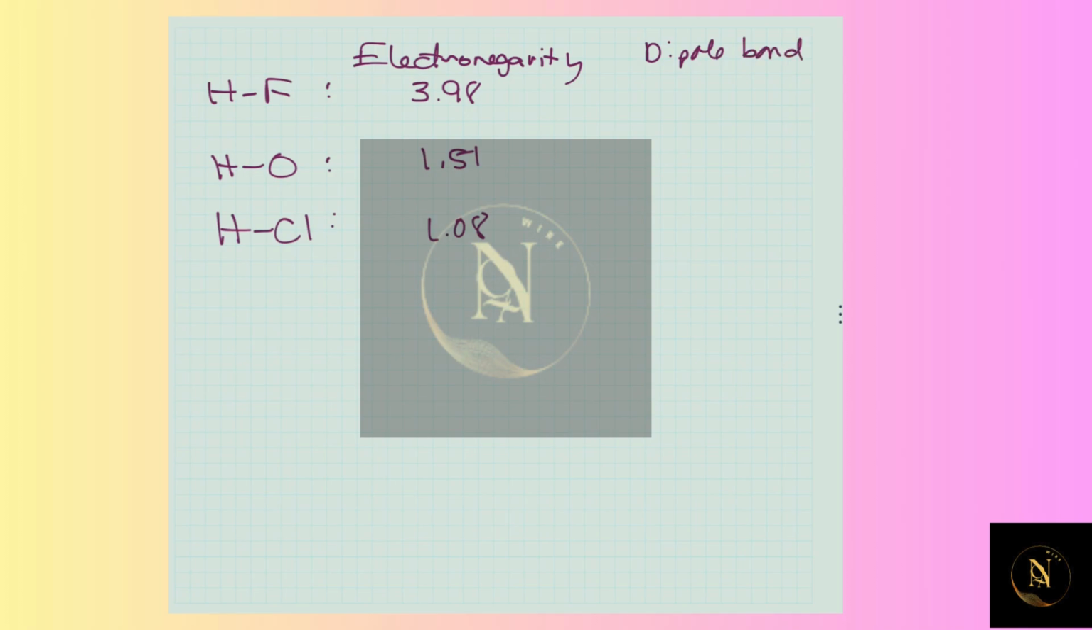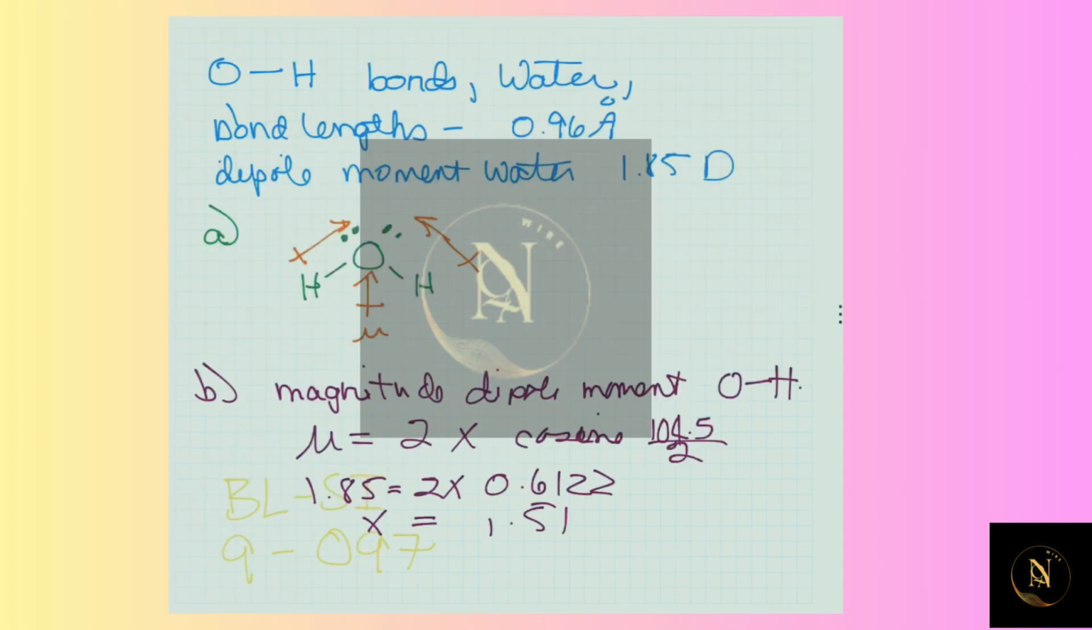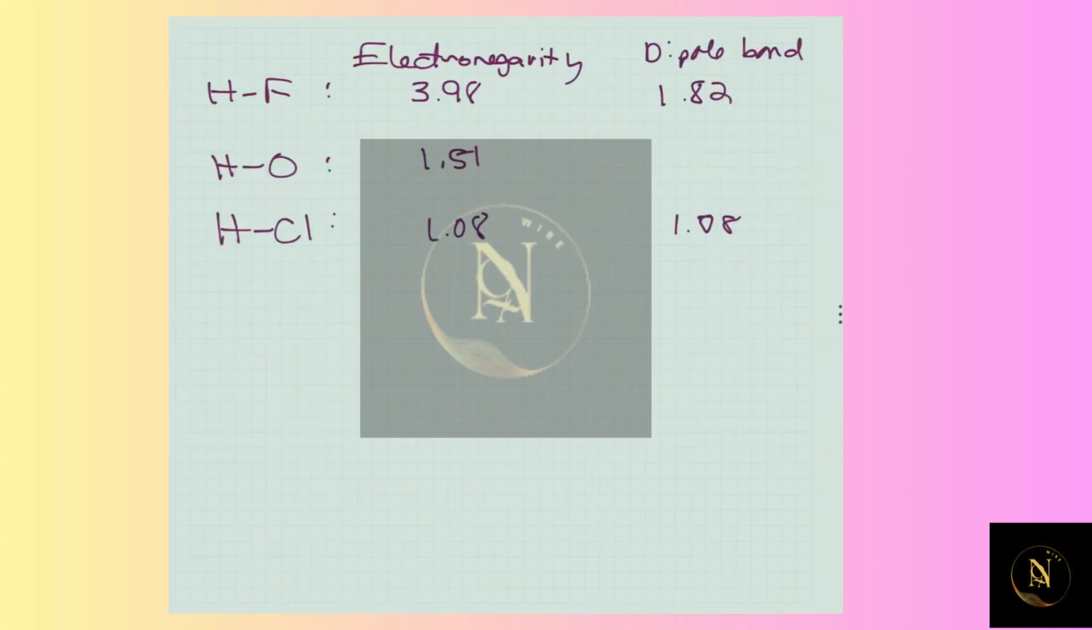I guess the bond dipole. And that would be 1.82 for HF, which was given. And the hydrogen chloride was 1.08. And again, we just calculated 1.51. I wrote the wrong number down here. That should have gone here. There we go.